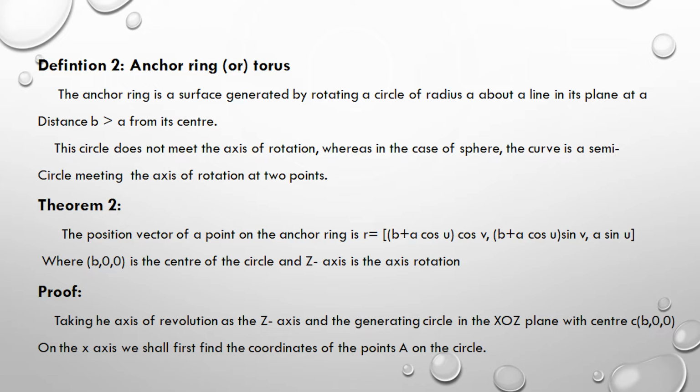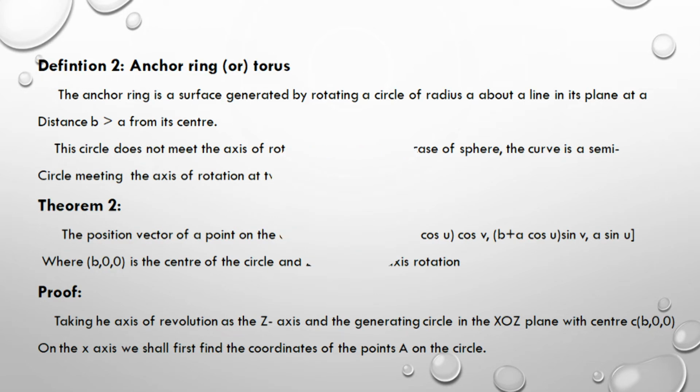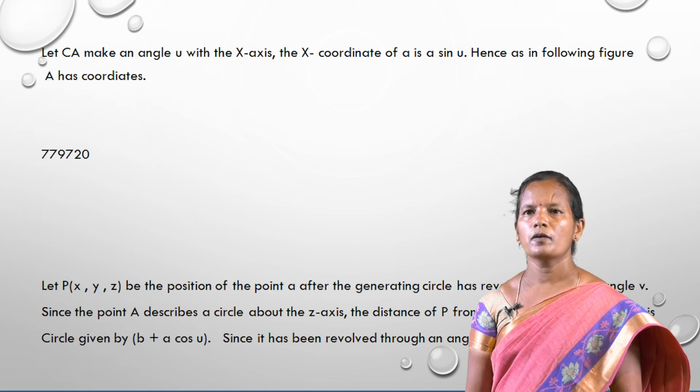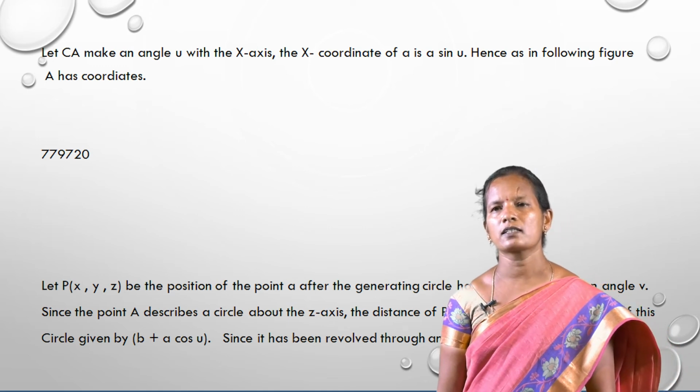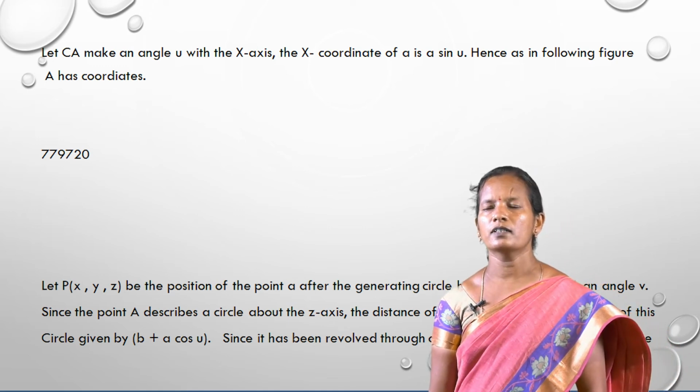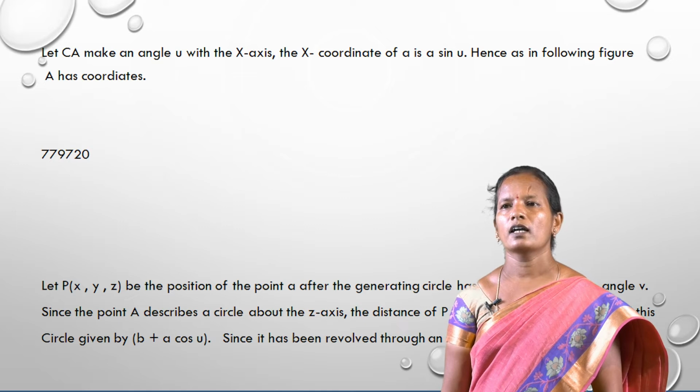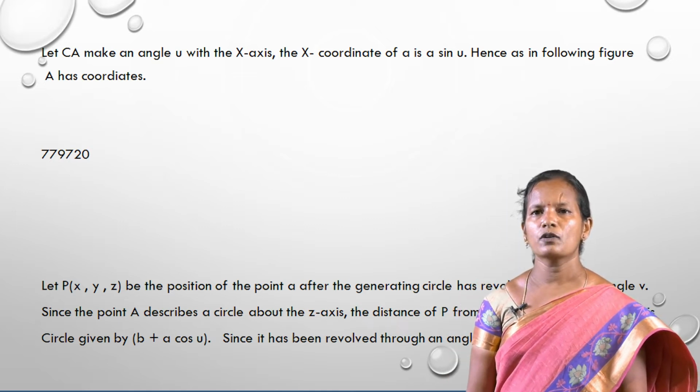Proof of the theorem. Taking the axis of revolution as the z axis and the generating circle in the xz plane with the center C on the x axis, we shall first find the coordinates of the point A on the circle. Let CA make an angle u with the axis. The z coordinate of A is a sin u, hence A has the coordinates.